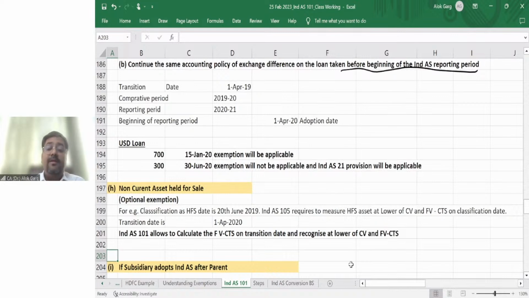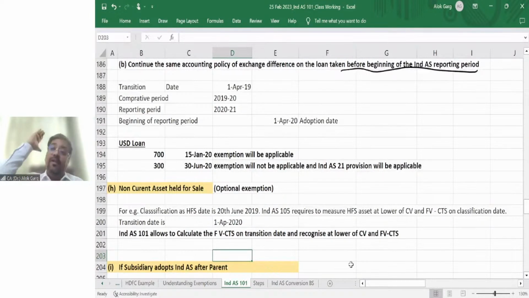That's all. Sir, what happens if the company wants to apply it retrospectively? It is always there. It is an optional exemption. It is not a mandatory exception, right? But the only breather is, for example, if the company has classified an item as held for sale 3 years ago, you're not required to go back 3 years. You can just compute fair value less cost to sell on the date of transition, compare it with the carrying value, and you can apply this requirement from the transition date. That's all.